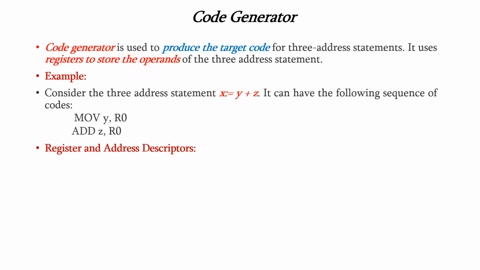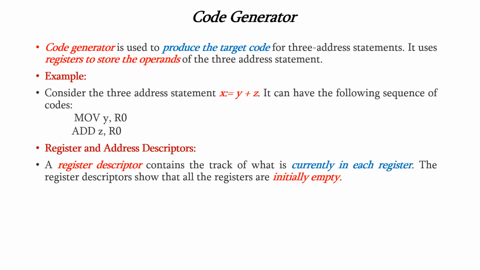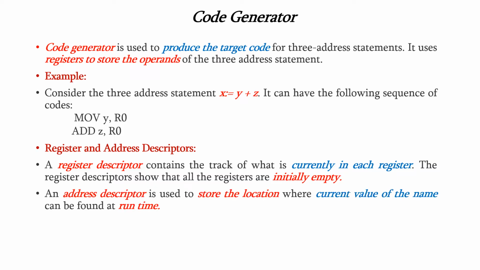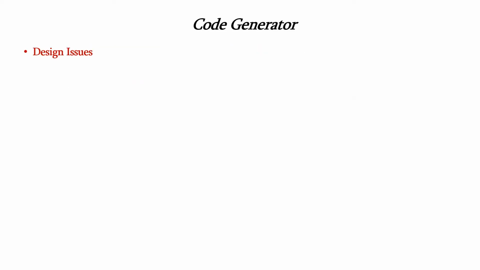We have two types of descriptors in code generation. One is register descriptor and another one is address descriptor. The register descriptor keeps track of what is currently available in each register. The register descriptor shows that all the registers are initially empty. The address descriptor is used to store the location where the current value of the name can be found at runtime. Now let us see the design issues in the code generation phase.